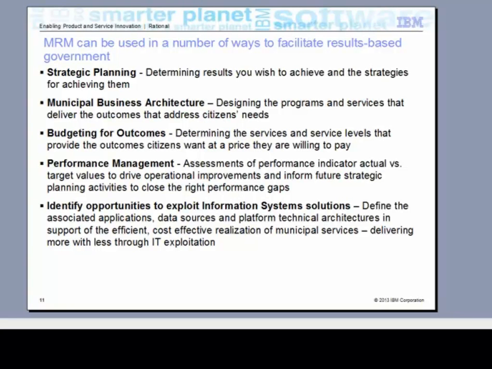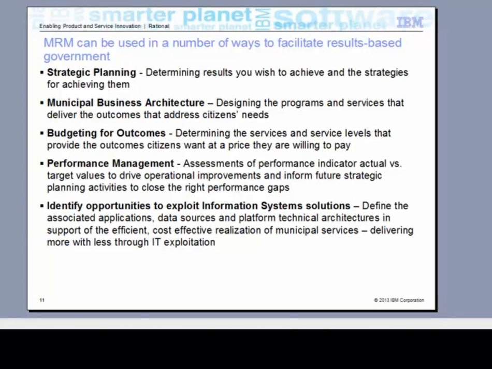Once these plans are in place and the services are operational, you can use performance management techniques to assess actual performance against target values to drive operational improvements and to inform future strategic plans and activities to close the right performance gaps. So that's also a results-based activity to address different performance gaps against citizens' needs and priorities, so that we're focused on closing the high-value performance gaps and not the ones that don't deliver significant outcomes.